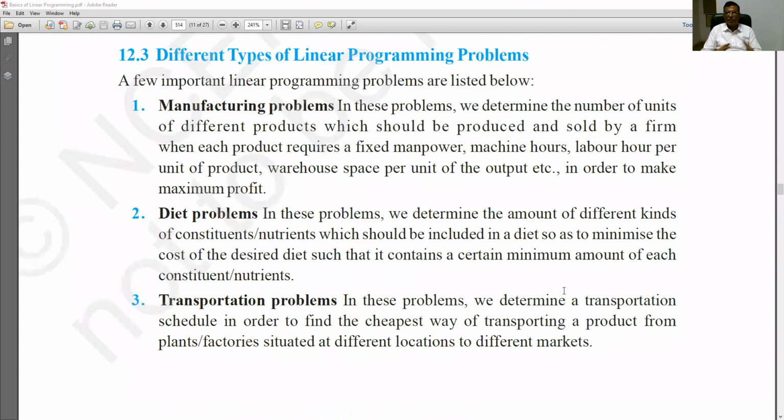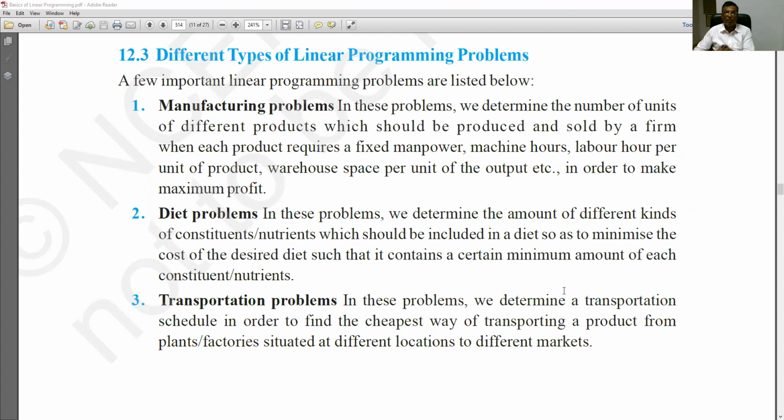Let us write or take a screenshot of the different types of linear programming problems. Different types of linear programming problems.